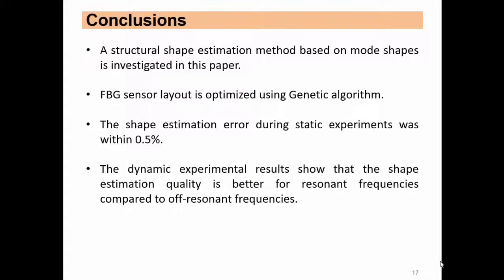Conclusion. The shape was estimated using a modal approach, and the FBG sensor locations were optimized using a genetic algorithm. The shape estimation error was less than 0.5% for static cases, and for dynamic cases at resonant frequencies it was quite good compared to off-resonance frequencies.